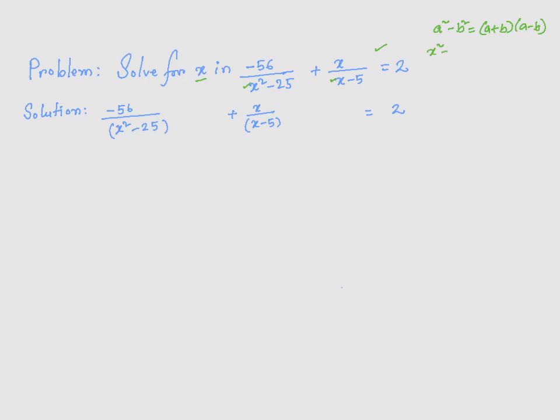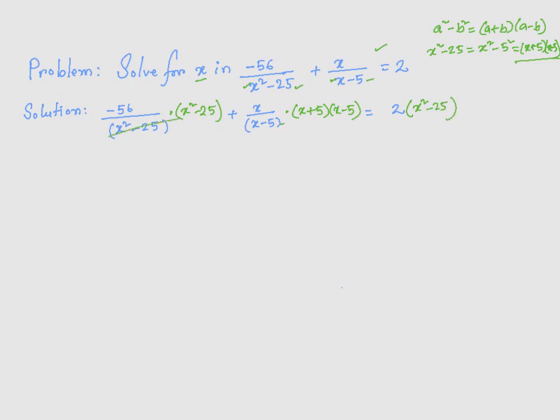So x squared minus 25 is equal to x squared minus 5 squared, which is x plus 5 times x minus 5. So this is the LCD of this number and this number. So I'm going to multiply this equation by the LCD, which is x squared minus 25. Now this one I'm going to multiply by the factor, which is x plus 5 times x minus 5. This is just a convenience for cancellation. Look, x minus 5 is here. And then I'm going to multiply this by x squared minus 25.